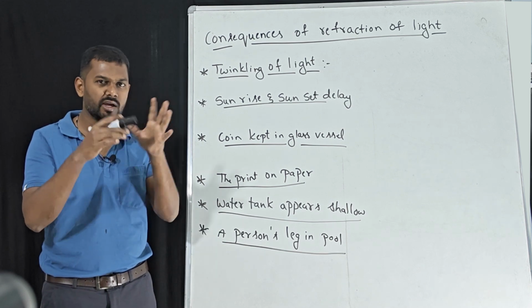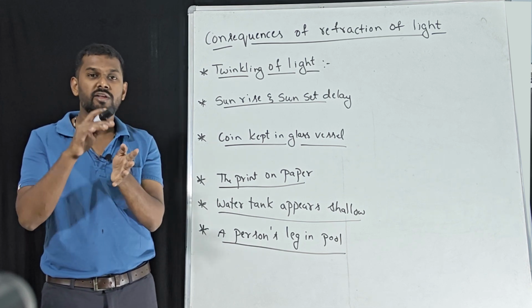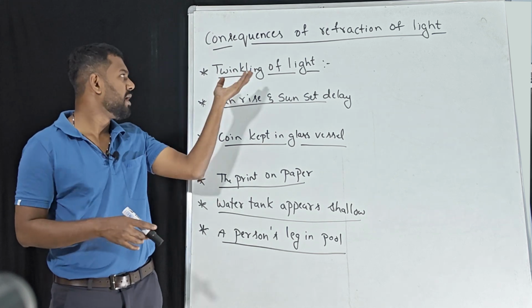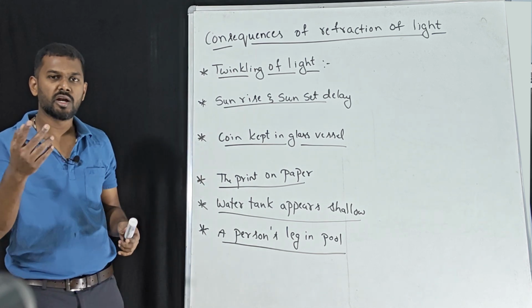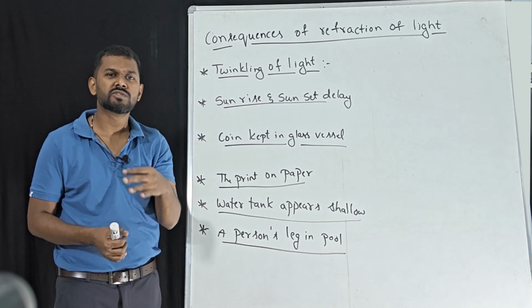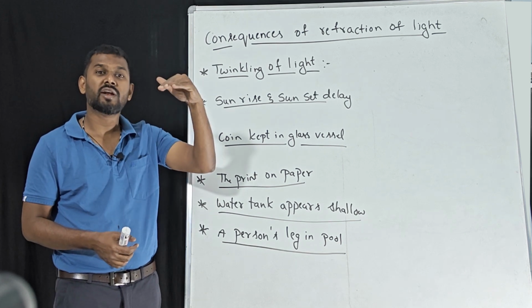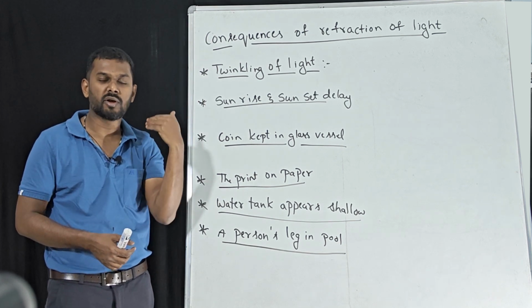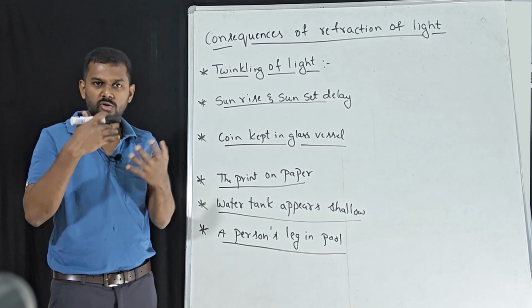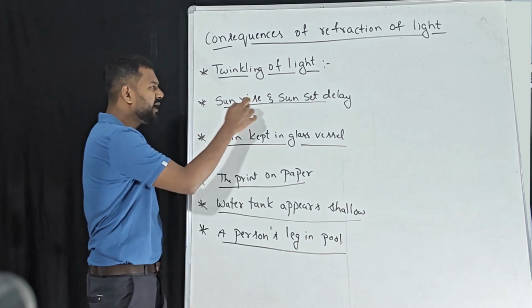And why can we see the stars twinkling only sometimes? Because whenever there is a change in temperature, refractive index changes, and because of that, the star appears to be twinkling. Next, sunrise and sunset delay. Whenever we see the sun, which has risen, it has already risen a few minutes back, but we are seeing it with a delay and we cannot predict it. Why? Because we don't know the actual position of the sun, correct?